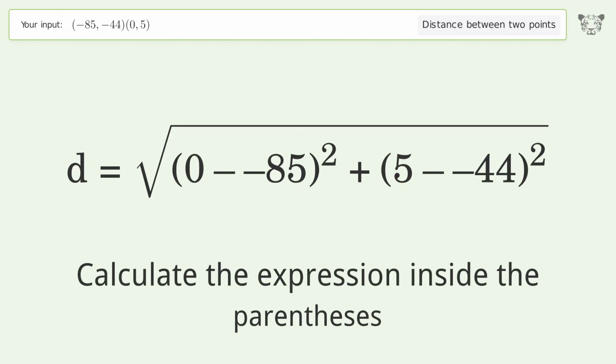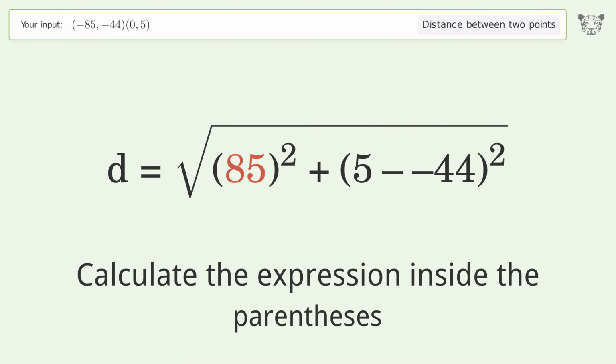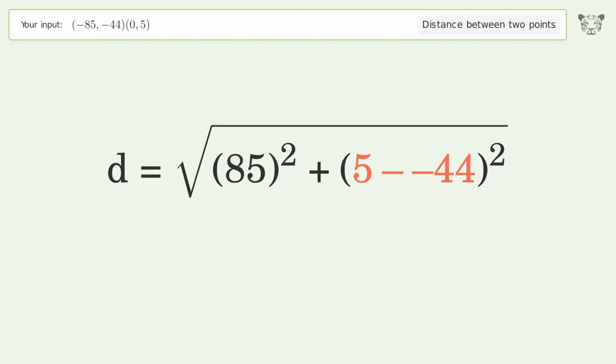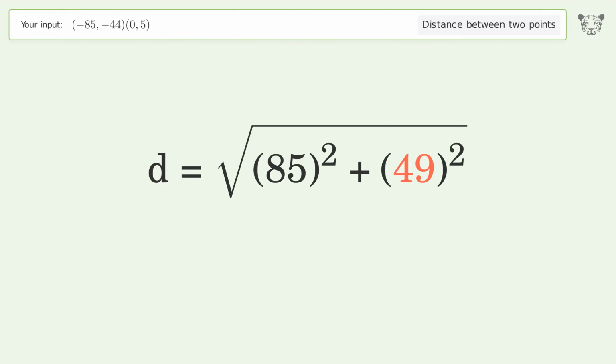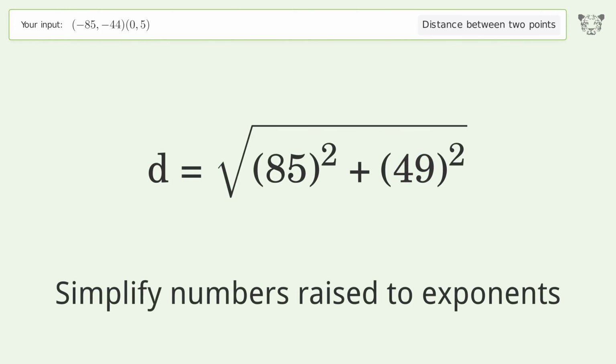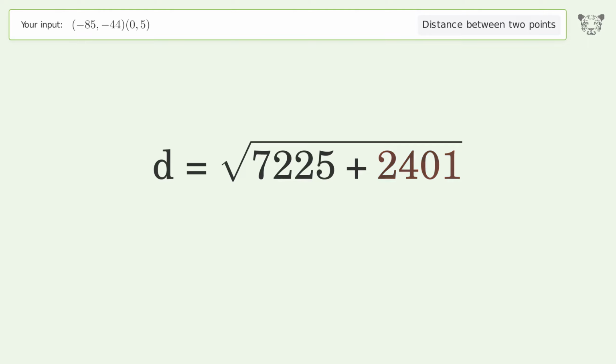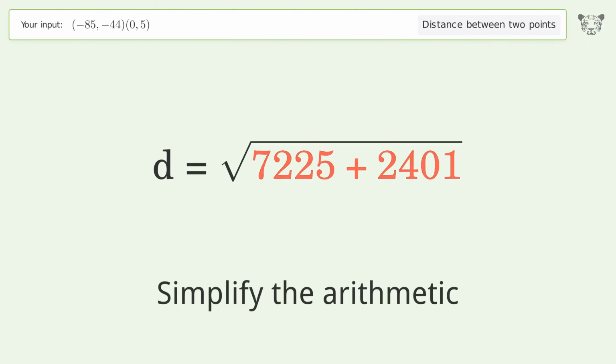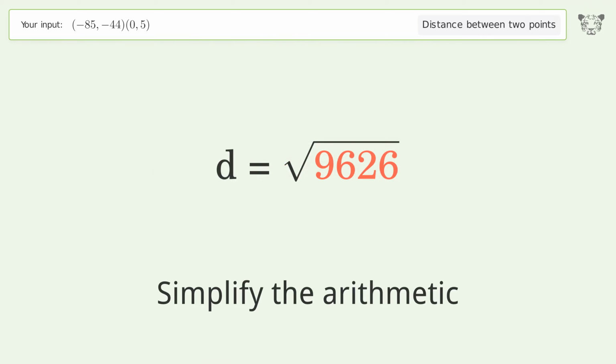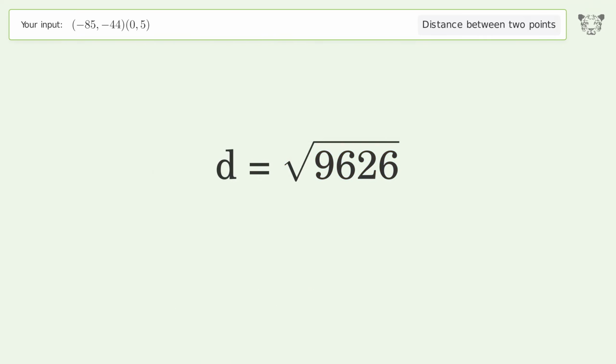Calculate the expression inside the parentheses. Simplify numbers raised to exponents. Simplify the arithmetic. And so the distance between the 2 points is the square root of 9,626, or 98.112.